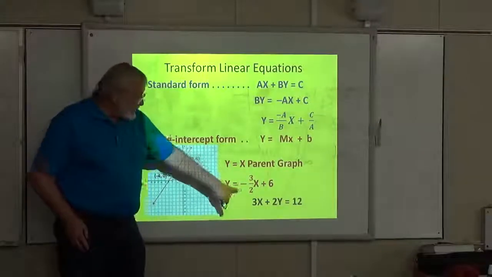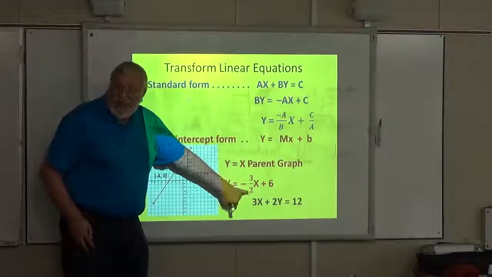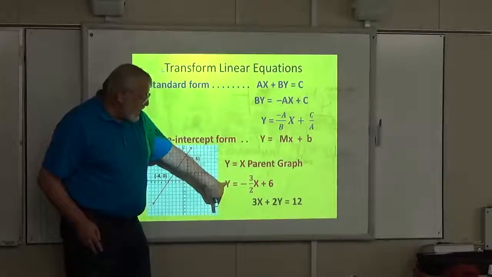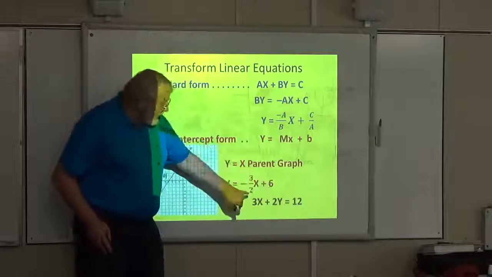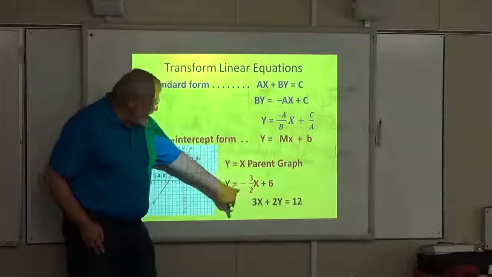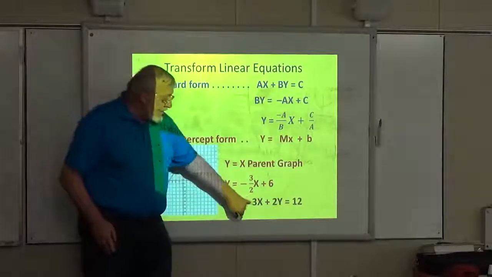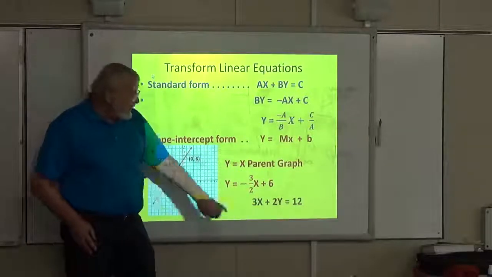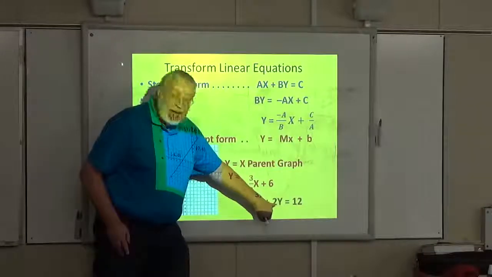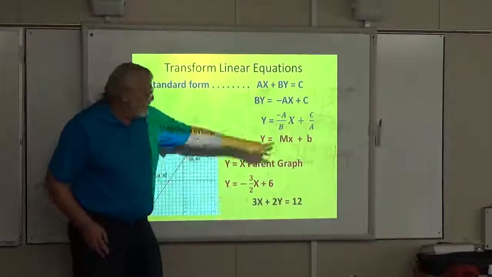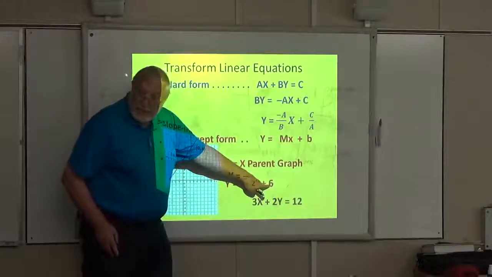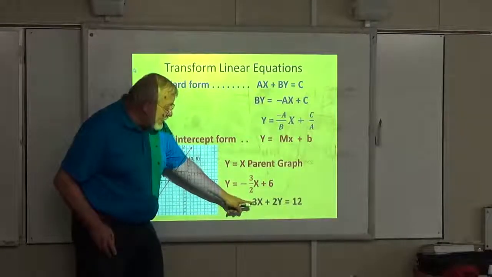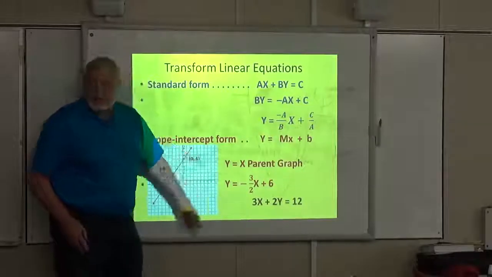And then once you're in that, if you have this equation, to change it back, you multiply everything by 2, and so I have a 2y and a 12, and then because this is negative 3, the negative 3 is going to come to this side. My standard form will be 3x plus 2y equals 12. Now, the intercept is 12 divided by 2, which is 6, and the slope is negative 3 divided by 2.